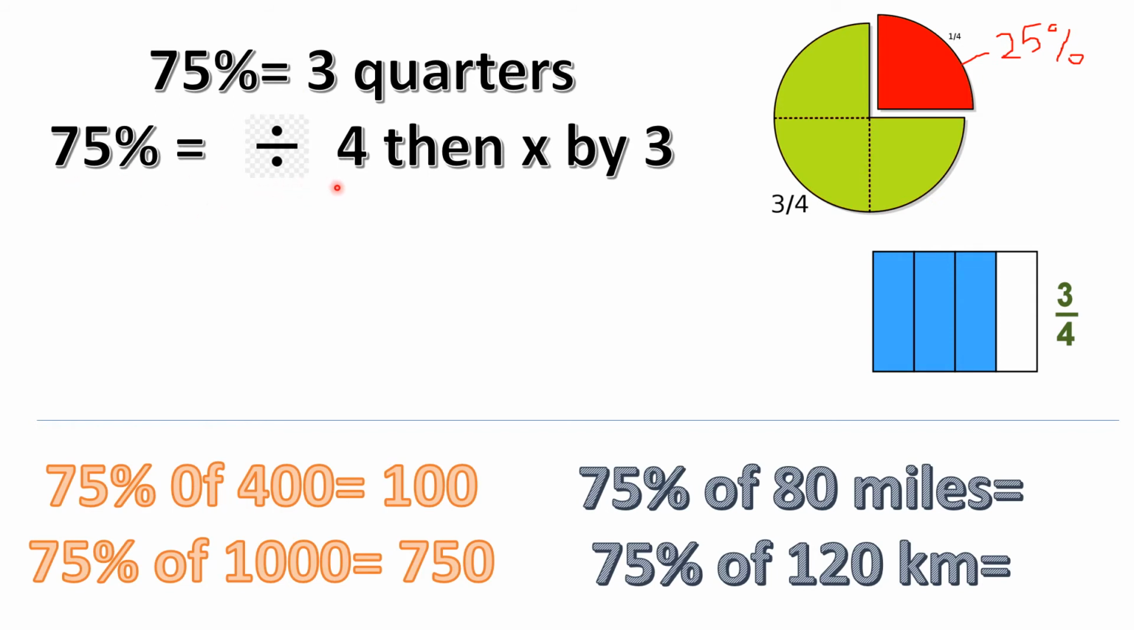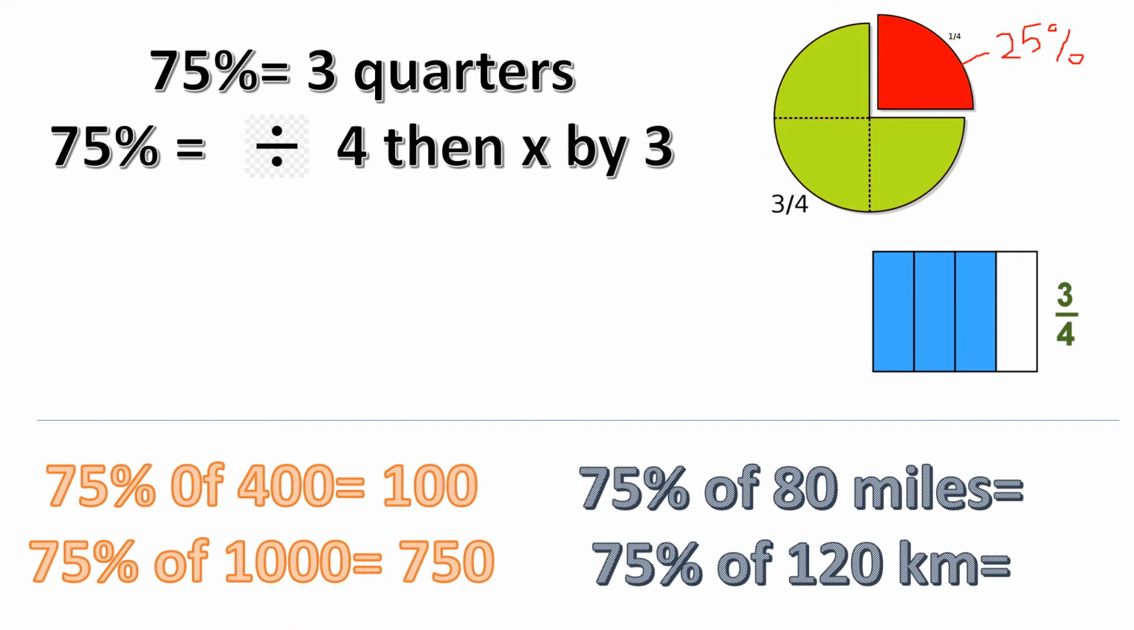So how do we work out 75% of a number? Well, we can just divide the number by 4. That will give us 25%. And then if we multiply that number by 3, that will give us 75%, because 25 times 3 is 75. Okay, so let's have a look at some examples. 75% of 400. Okay, so if we divide 400 by 4, that gives us 100. And then 100 times 3 equals 300.